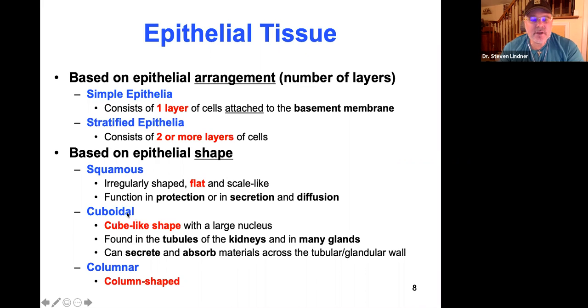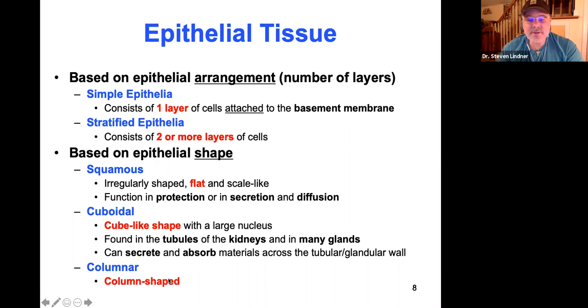So we're going to see cuboidal cells throughout the kidneys, especially the proximal and the distal convoluted tubules. You're going to hear that a lot when you get into anatomy and physiology too, when you learn the functional unit of the kidney called the nephron. And the nephron has filtrate that moves through the tubules. There's a proximal convoluted tubule and a distal convoluted tubule. And you're going to see cuboidal cells lining those tubules to help absorb and secrete certain materials.